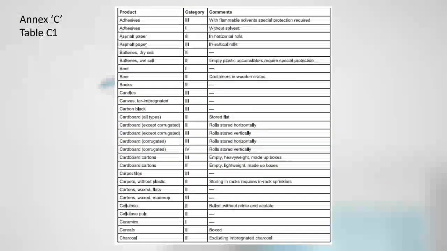You go to TB 217 and you'll find tables like this. As you can see down the left-hand side, it gives you the product, the category and some notes. So you'll see here cardboard rolls stored vertically, rolls stored horizontally. They have different categories. For instance, cardboard, except corrugated, if stored horizontally, is category 2. If stored vertically, it's category 3. And this all came about from live fire tests, possibly in the US. Anyway, rolls stored vertically, that's category 4.